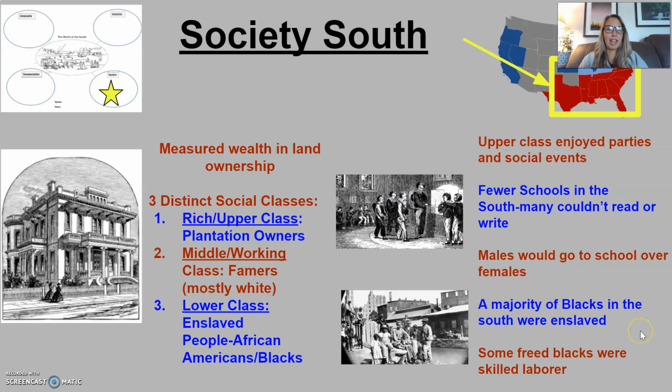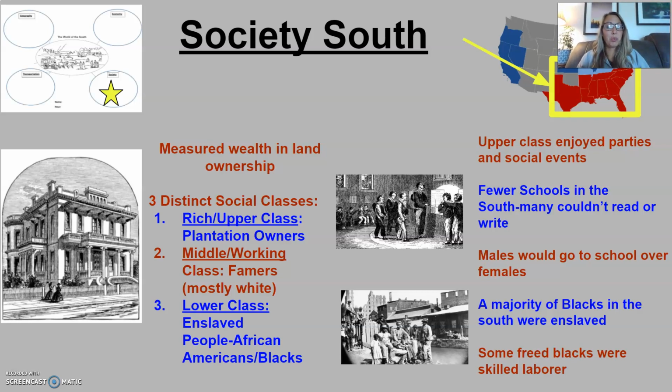Our last topic is society. Society in the South was quite different than the North. Your wealth or your value was primarily based on how much land you owned. And just remember, back then it was very hard if you were a female or an immigrant or a person of color to own land. It was primarily white males that were allowed and able to afford and buy land because of laws and restrictions and opportunities that were limited to other groups.